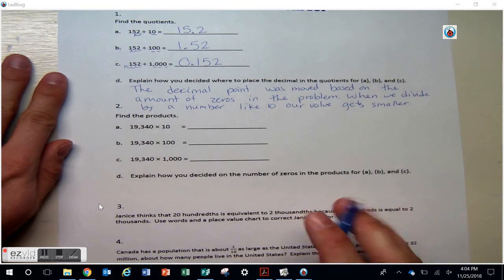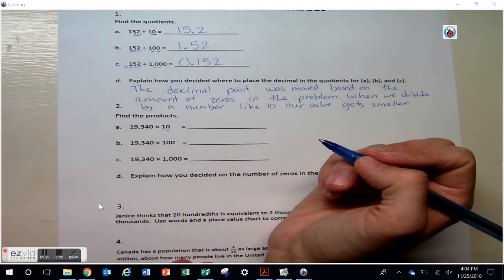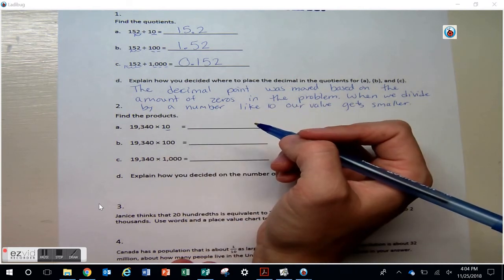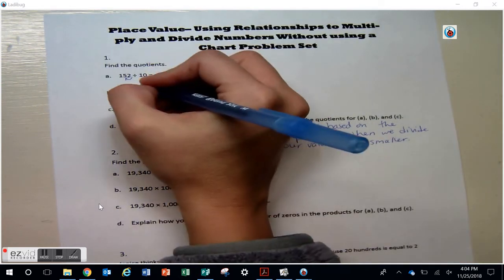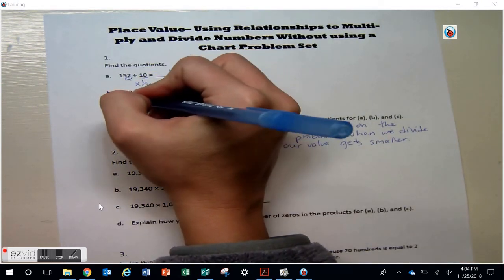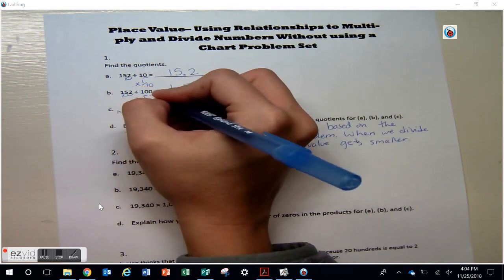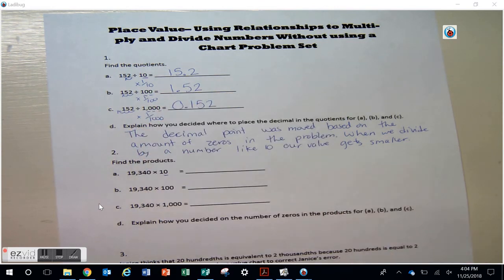Here I'm multiplying by 10. And that means my answer, or my product, is going to be bigger. Here, I divided by 10, which is the same as multiplying by 1/10. Multiplying by 100th or multiplying by 1,000th, depending on what number you were dividing by.